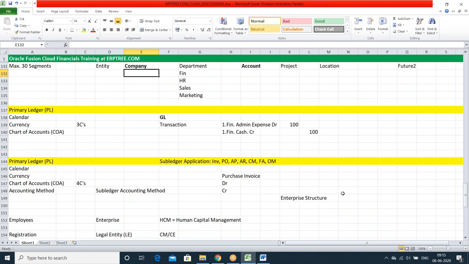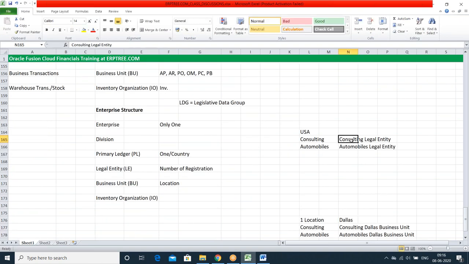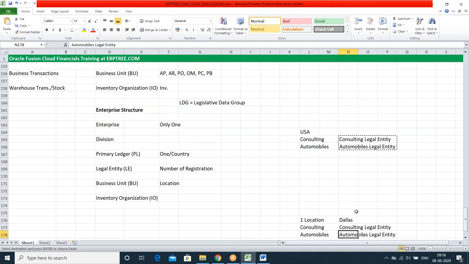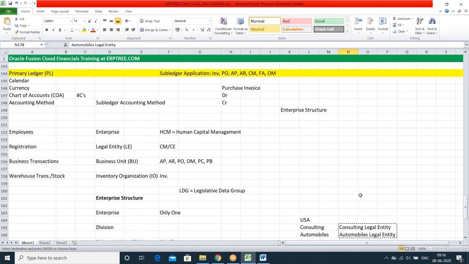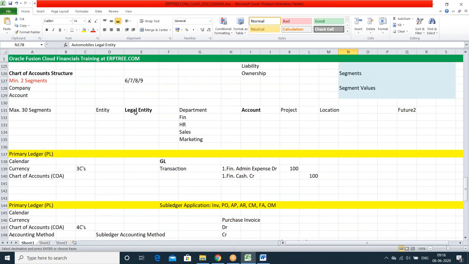So instead of taking company in this scenario, you can take the segment as a legal entity also. With this registration, whatever business you are doing, you can take that, and with automobiles, whatever business you are doing, the same you can take. Even the business unit names, you can take the same. Directly with the legal entity you can take, because your legal entity, business unit and company are all the same. So with this legal entity in the Dallas location, whatever business you are doing separately, you can track here. The number of legal entities and number of business units are the same. That is the reason that instead of company, you can take the segment called legal entity.